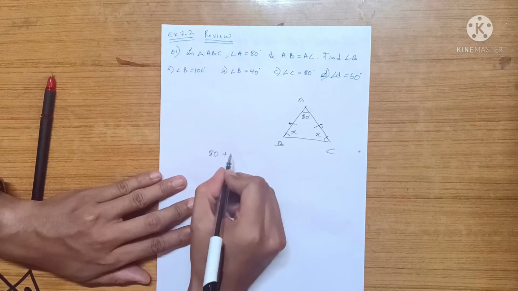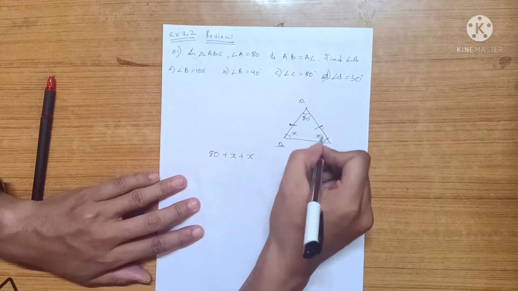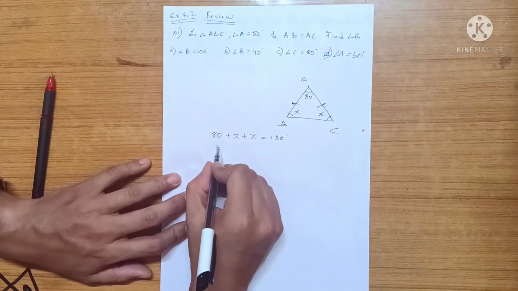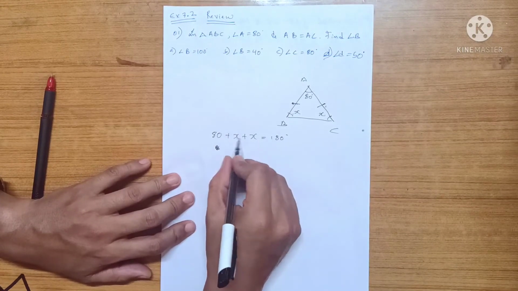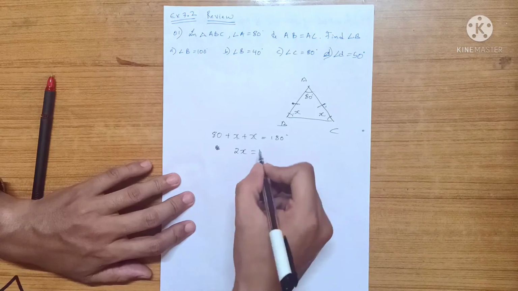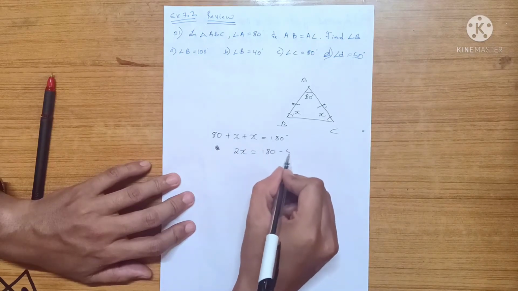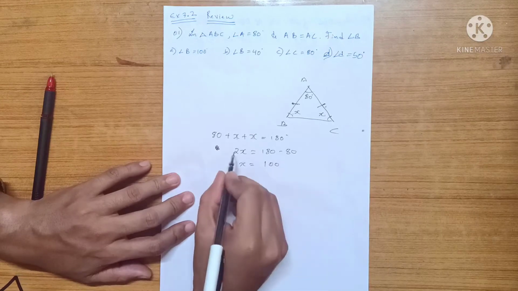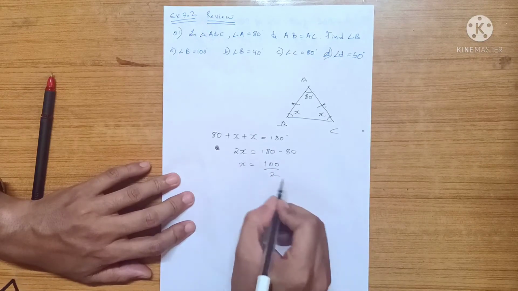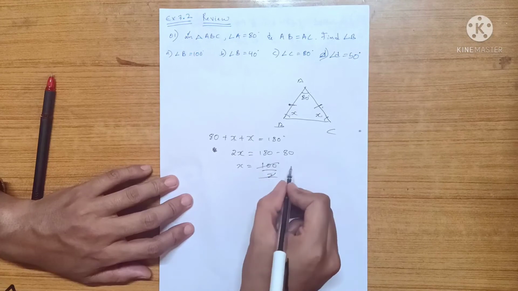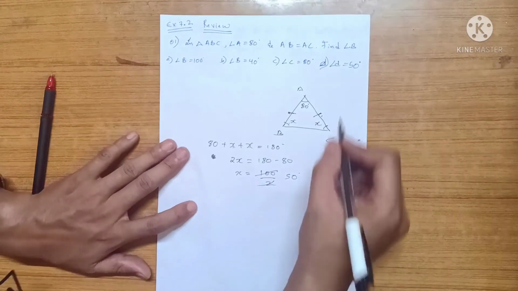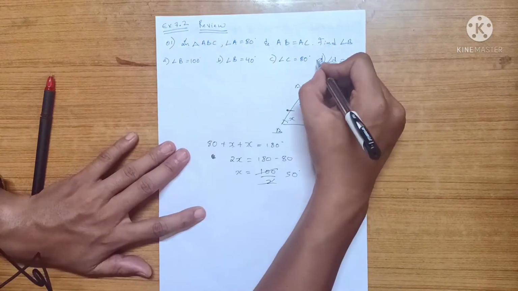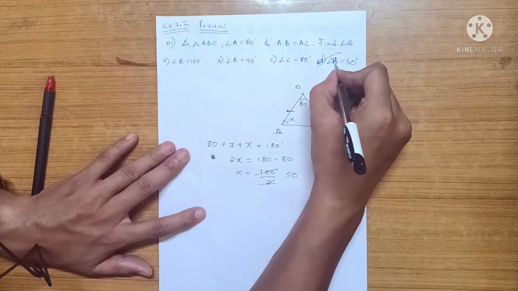We know that the sum of the angles in a triangle will always be 180 degrees. That's called the angle sum property. So let's send 80 to the other side, and then the two x's will become 2x. So 2x is 180 minus 80, which is 100 degrees. Then this 2, send it this side, it will become division, which makes us get 50 degrees. They're asking for angle B. B is 50 degrees. This is B, by the way, not D.